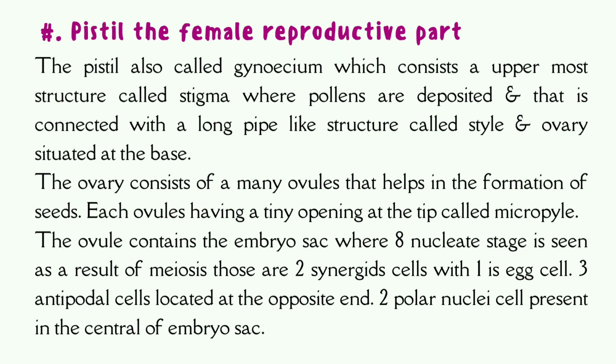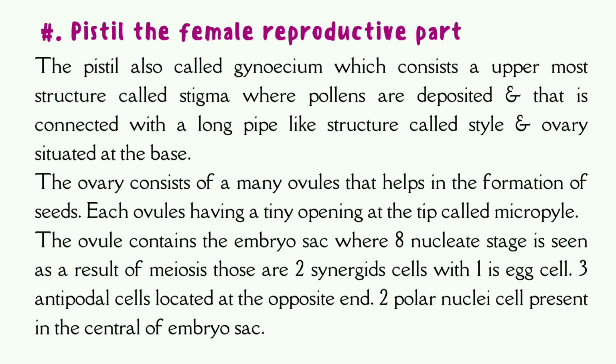Now we are coming to the pistil, the female reproductive part, also called gynoecium, which consists of an uppermost structure called stigma, where pollens are deposited, and that's connected with a long pipe structure called style. An ovary is situated at the base. The ovary consists of many ovules that help in the formation of seeds. Each ovule has a tiny opening at the tip called micropyle.